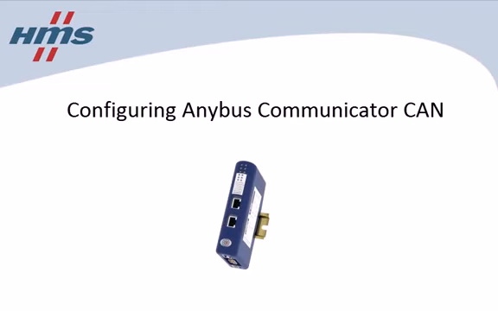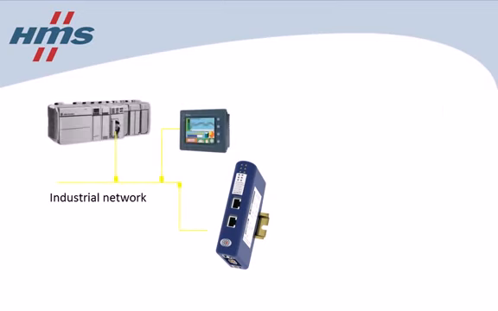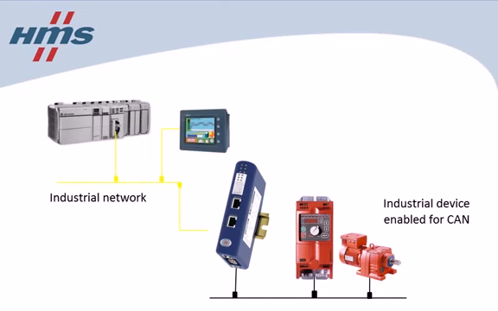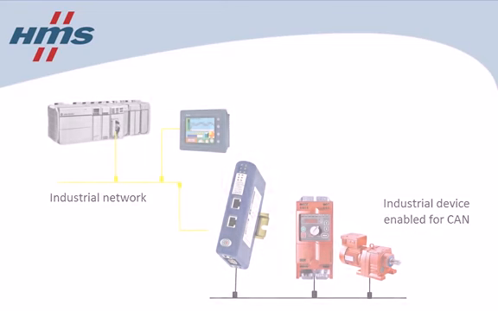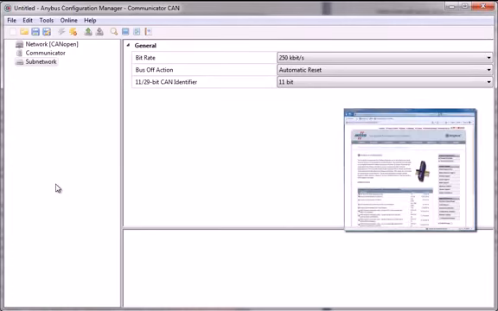In this short demo, we'll have a look at how you can configure the Anybus Communicator CAN. The gateway works as a translator between an industrial network and any industrial device enabled for the CAN protocol. I have downloaded the Anybus Configuration Manager for the Communicator CAN from anybus.com and installed it on my computer.